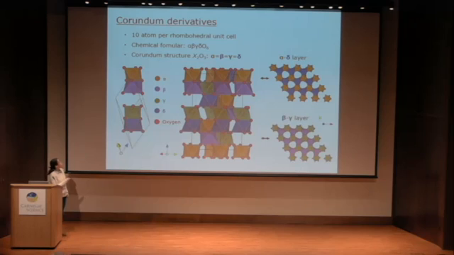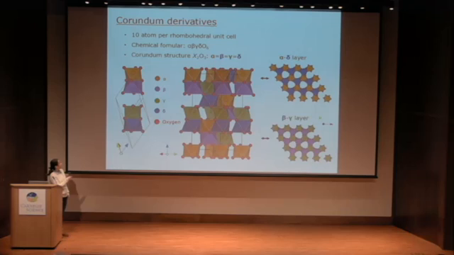Okay, so here is the corundum derivative structure. I should thank the previous speaker because he already showed the structure. So this is the corundum structure, but with cation ordering. Those four can be different cations. Each one is in an oxygen octahedral environment.